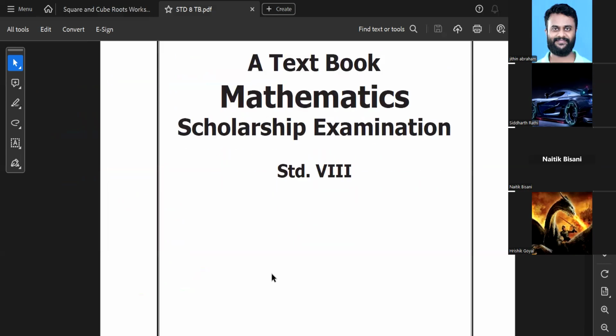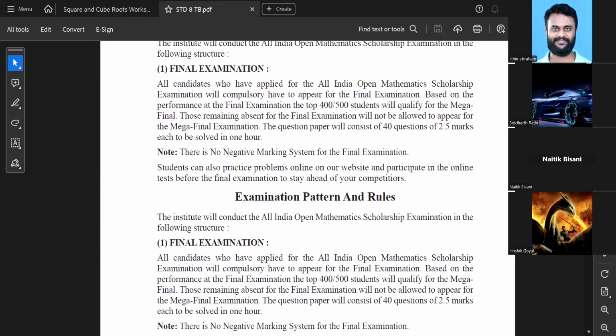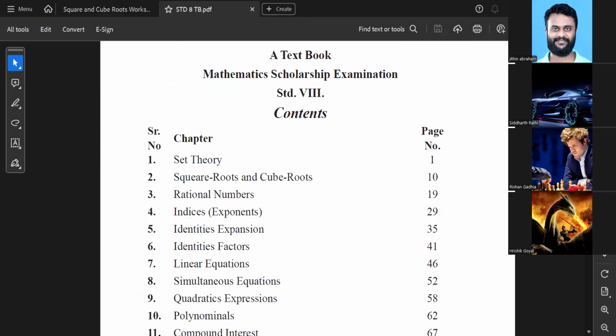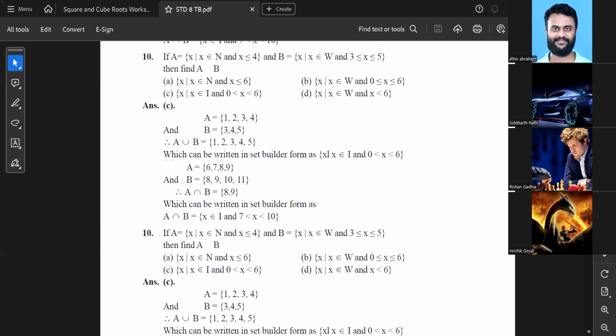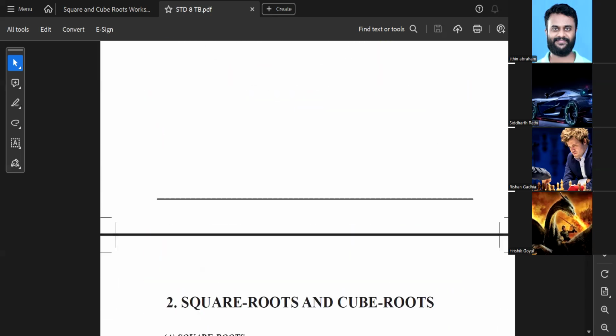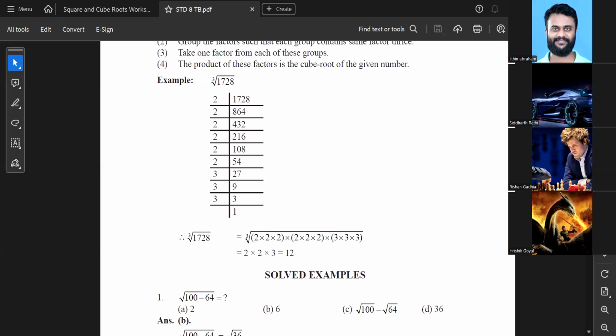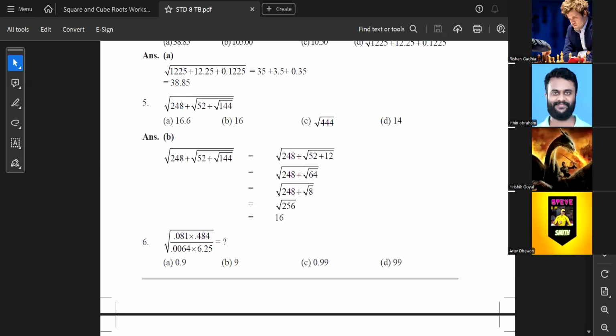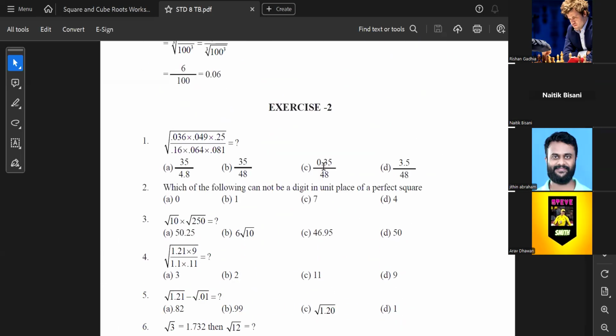This is your textbook, dear children. Sir, in the textbook, I had some doubts in exercise 2. In exercise problems. Okay, sir. I'll cater to those doubts first, and then I'll proceed to sets. Yeah, here it is, exercise problem. So, Rishan, tell me what's your doubt?